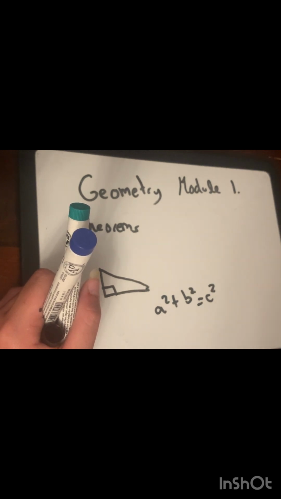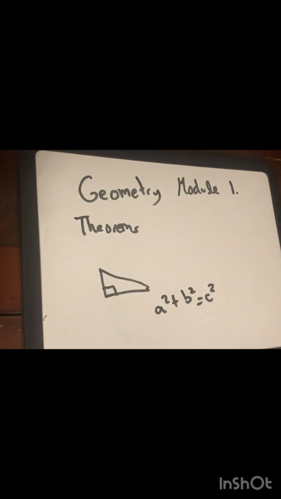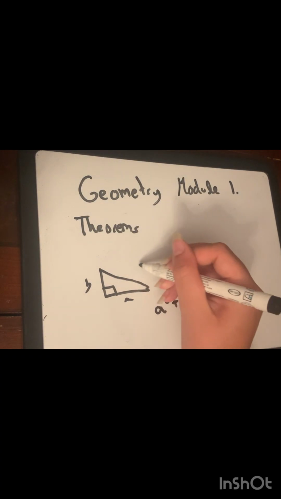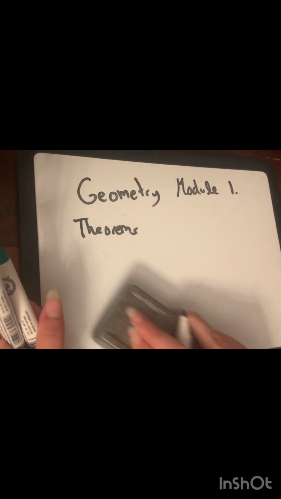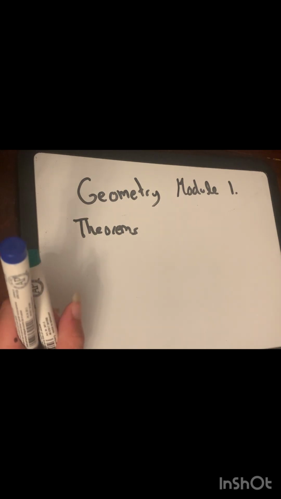You have to check if in that right triangle the sum of the squares of the legs of a triangle is equal to the square of the hypotenuse. If a squared plus b squared equals c squared. That's a theorem too. And that's what theorems are.